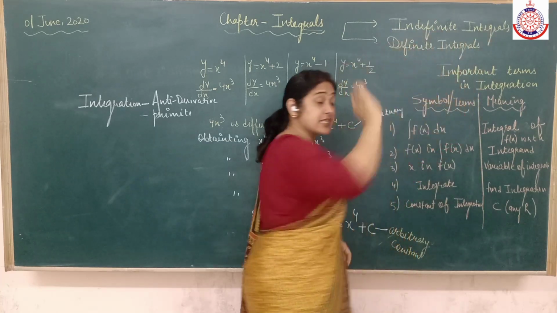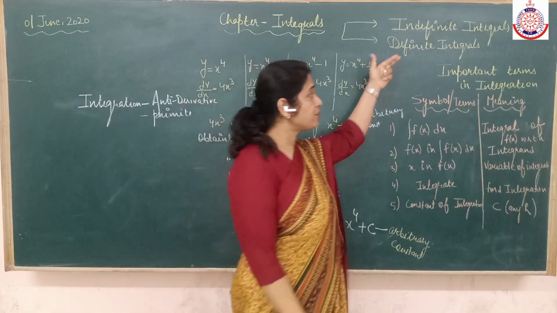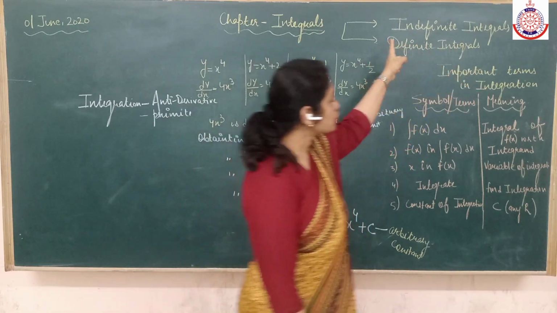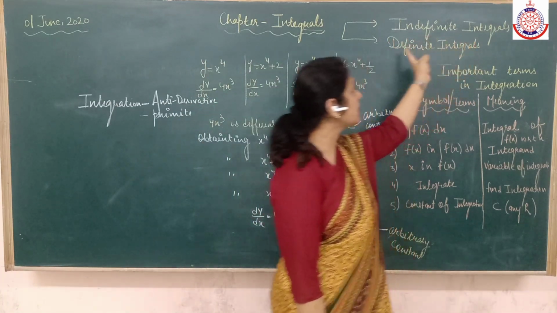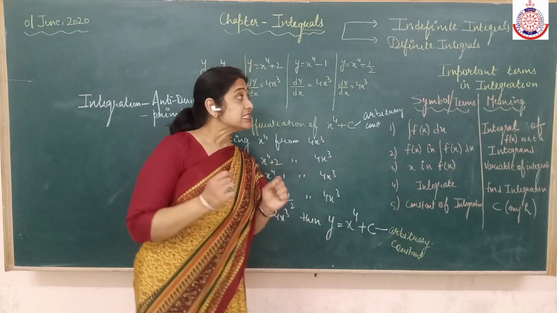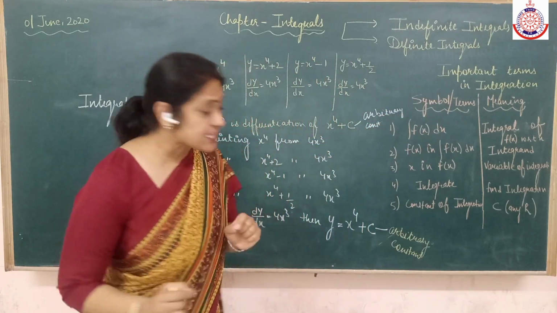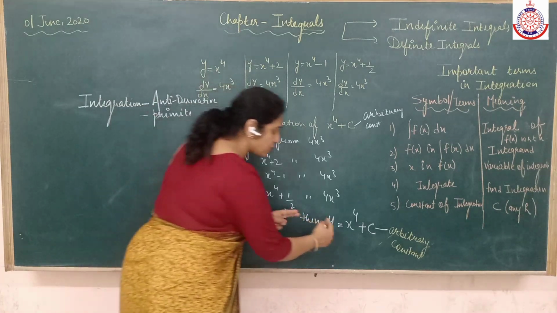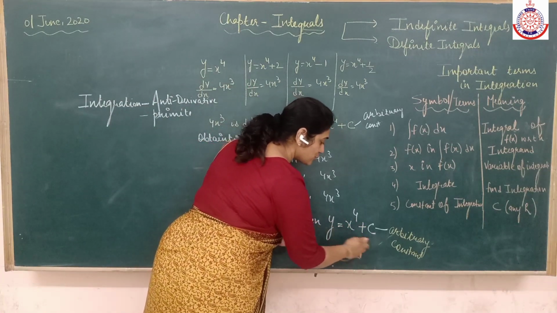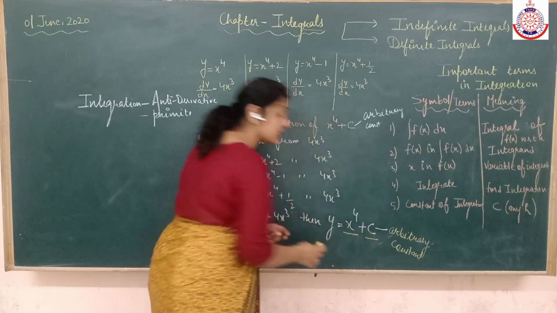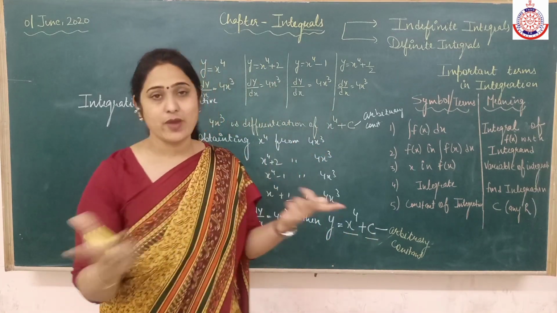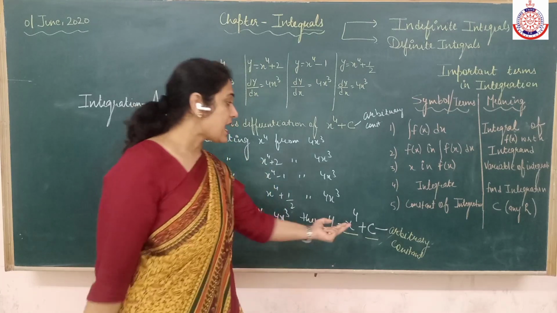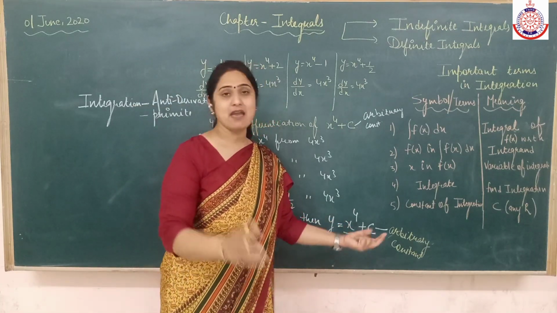Definite integrals. Is it clear? That will be done with the passage of time. First of all, we will do indefinite integral, and then we are going to do definite integral. Indefinite integral means 4x cube is a differentiation. I know the function is of the type y equals x raised to power 4 plus c. What exactly c is, I have no idea. That is indefinite. Alright? I have no idea what c is. C may have any value.